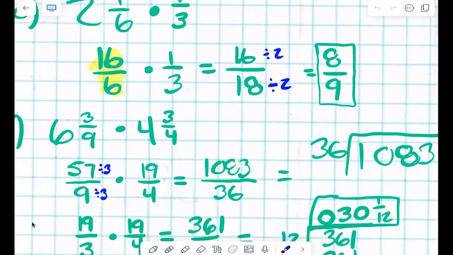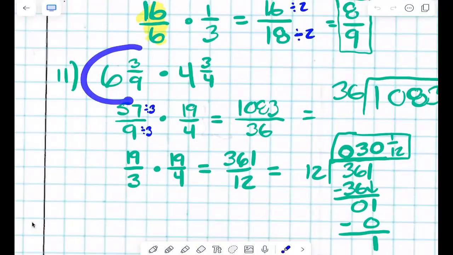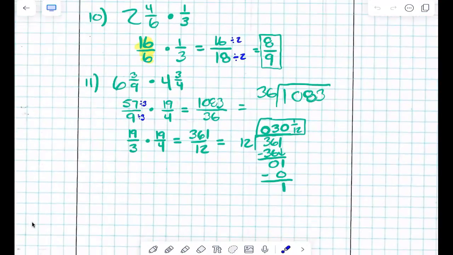I'm going to slide down to this one. So if we have a number like 6 3/9, is it okay to reduce this part of the mixed number? Can you reduce 3/9 before you actually start solving? Yes. It looks like we did not do it here, but you can reduce the fraction part of a mixed number early. Yes or no? Yes. Always okay to do.